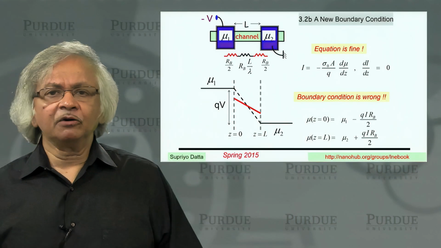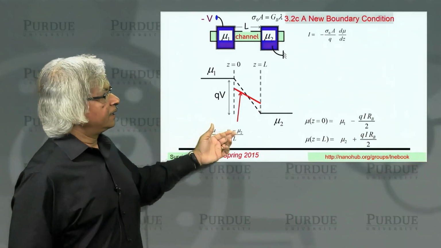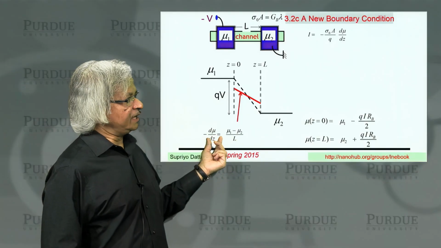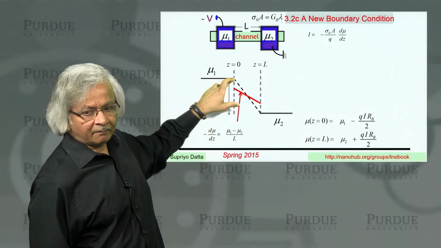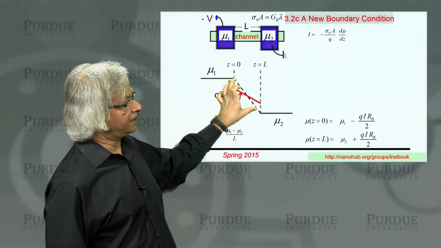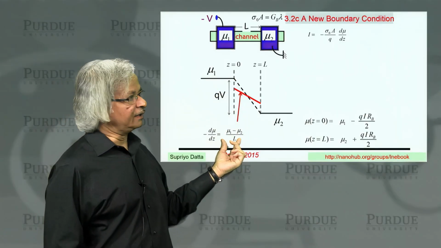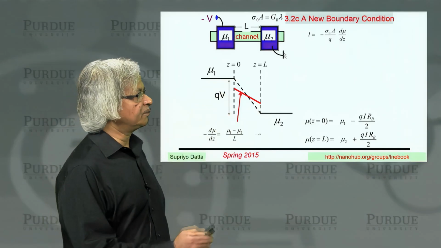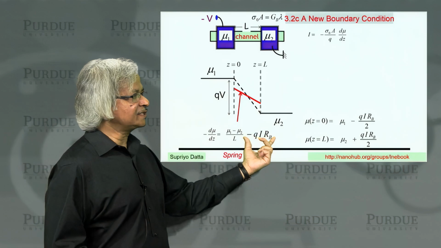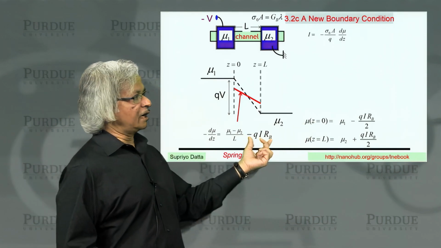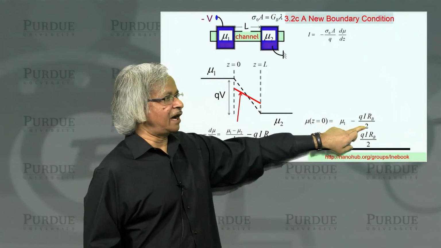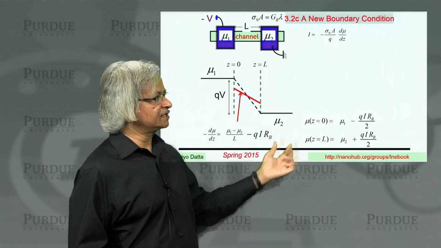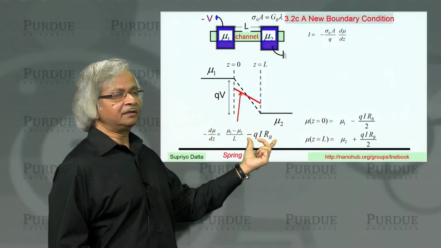That is, if you now calculate the slope, again this minus d mu dz, previously we took mu1 minus mu2 and divided by L. That's what we had before. But now you see you start a little below mu1 and end a little above mu2. And so the slope is also a little less. How much less? Well, by QIRB, because mu1 is less by half of that, mu2 is increased by half of that. So when I look at the difference, there is minus QIRB that appears here.